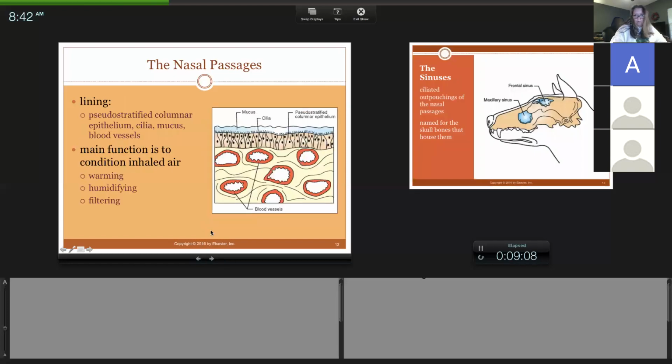And then for 10, okay. Oh, and remember the lining is the pseudostratified columnar epithelia, and it is ciliated. The job of the cilia and the mucus that it produces is to trap debris during inhaling, which hopefully would elicit a sneeze. And the same lining exists in the trachea.